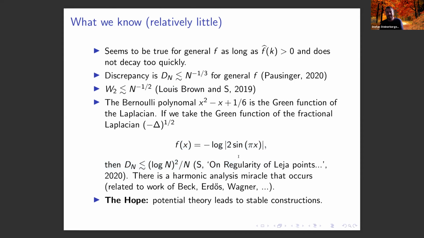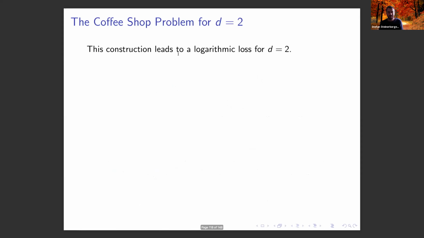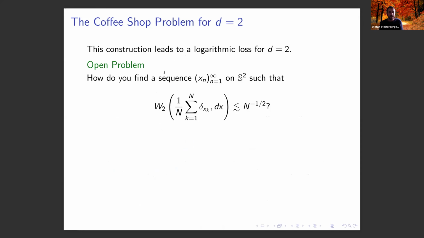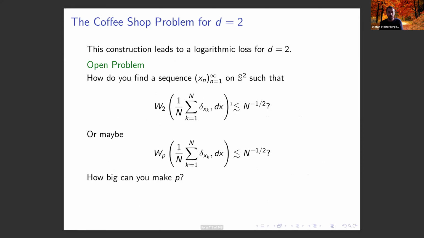But this does not explain any of the other things. It's not the right answer. And as I said, you have a logarithmic loss in 2D with this construction. So whether you can do this generally, on a general manifold, or maybe even larger values of p, we don't know. Okay, so this question is wide open.